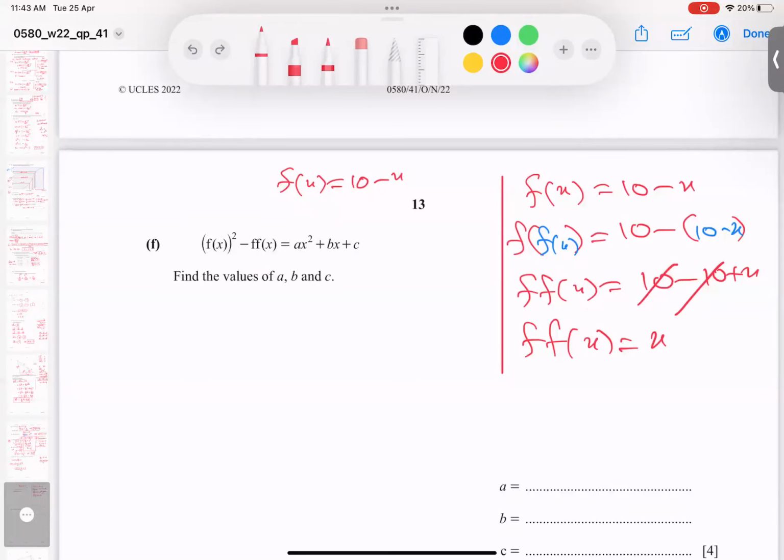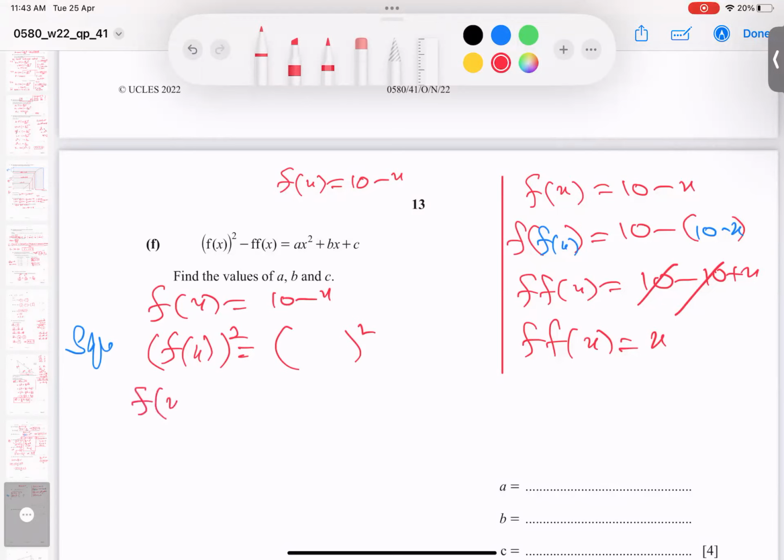Now I'm finding the other one. The other one is what? f of x I'm writing, squaring both sides. When I square the left side, I will get this way, and the right side this way. Left hand side, I will not do anything, but the right hand side I have to expand.